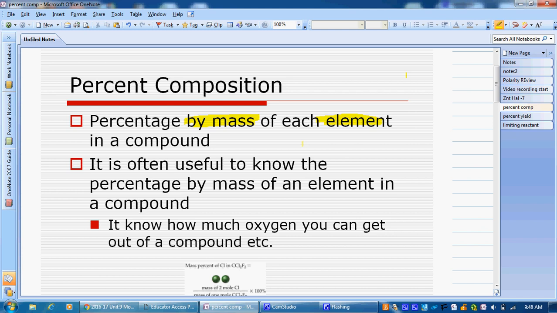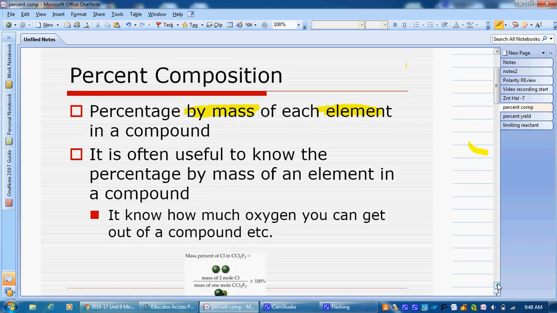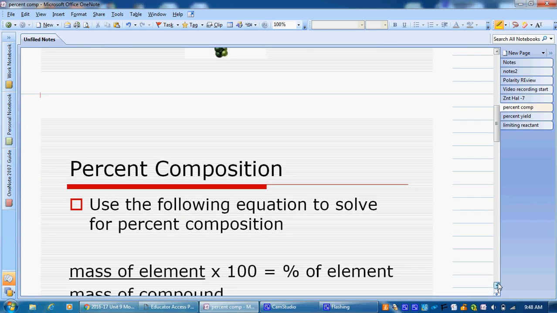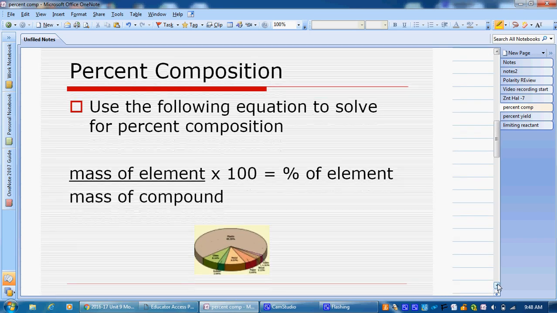So we'll use that to figure out different things, to figure out if we have enough oxygen, for example, in CO2 to get the product that we want. If you know how much oxygen you want to get out of a compound, then we can use that to figure it out. Okay, so here's an example of how we set these up.